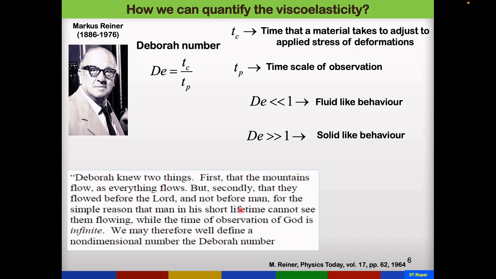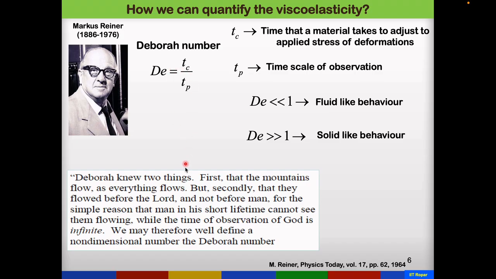Basically, what he was trying to say is that Deborah was a prophet in the Bible. According to Professor Reiner, God has an infinite time scale of observation. So according to God, everything is flowing, even the mountain is flowing. Everything is like a fluid. Because the time scale of observation is infinite, the Deborah number will definitely be much smaller than 1. But in the case of human beings, our time scale of observation will be much smaller, maybe 100 years or maybe 70 years in that scale.